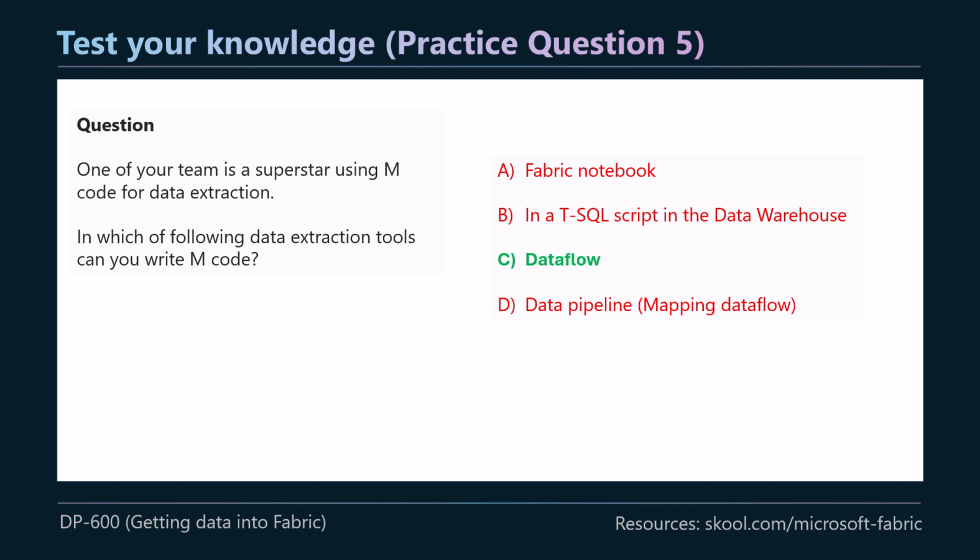Dataflow Gen 2. That's the one with the Power Query interface, and in the advanced editor you can write M query, obviously not in the Fabric notebook or a T-SQL script. And the data pipeline doesn't actually have a mapping data flow activity. So that's a bit of a red herring. That's coming from Azure Data Factory, where that did exist, but not in Fabric.